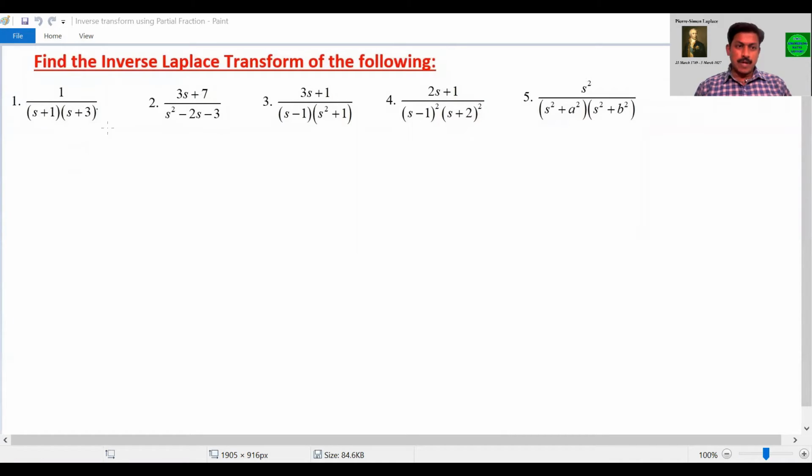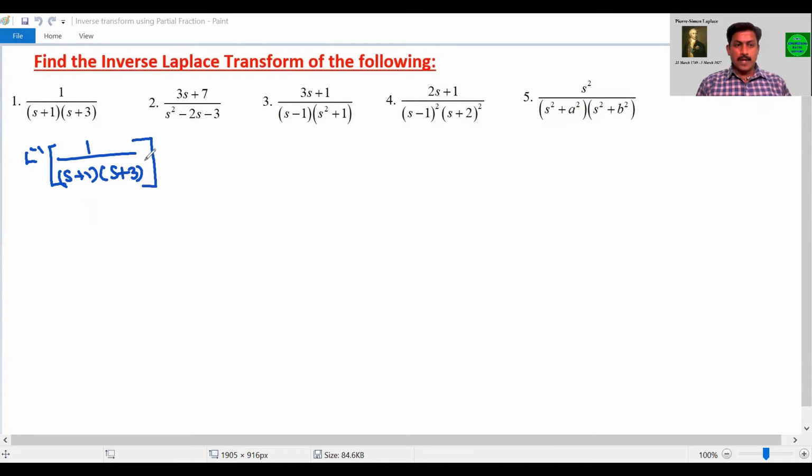Find the inverse Laplace transform of the following. They will ask the problems only in the form of L inverse. We have to identify which method it comes under. Here, if you check the first problem, L inverse of 1 divided by (s plus 1) into (s plus 3).